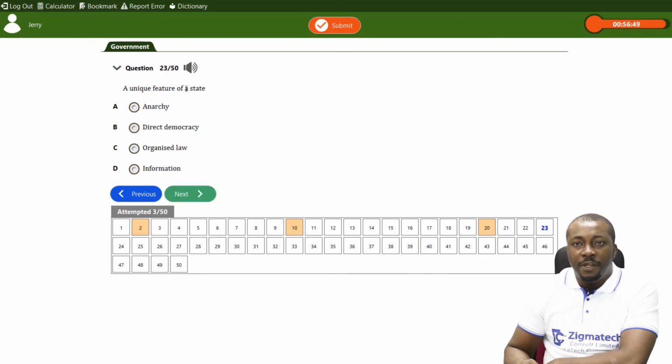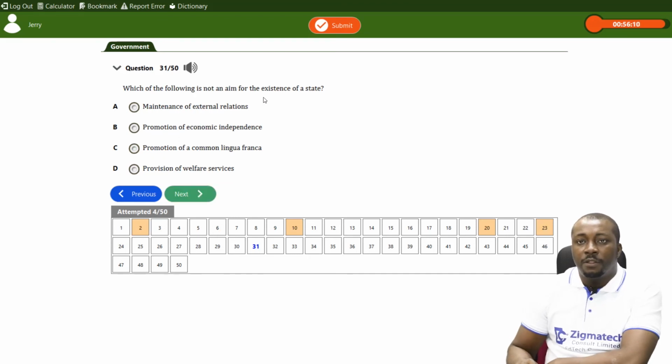A unique feature of a state. A, anarchy, lawlessness, no. Direct democracy, they must not do direct democracy. Organized law, of course, organized law. Looking at sovereignty, the power to make and enforce laws. And we say that a state is legally recognized.